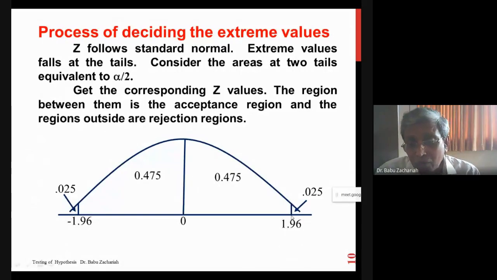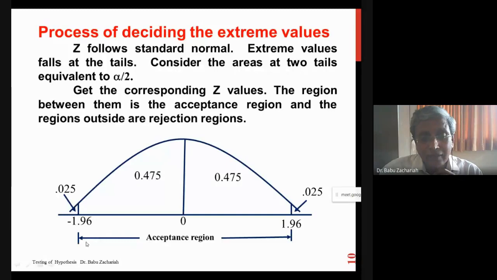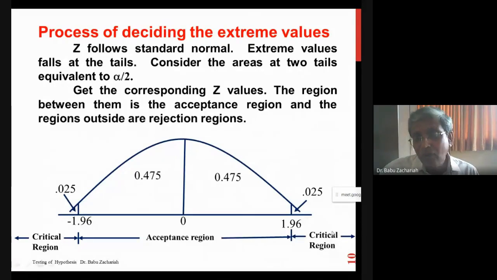Now the cutoff value we can get from the table. For this 0.475, the cutoff value from the table will be 1.96. Similarly, this will be minus 1.96. From the table you can get it. And the region across this will be acceptance region, and what lies beyond is called critical region or region of rejection. So extreme values, if it's happening, we are rejecting. This is the procedure usually taught in the classroom. Even the video which I have sent, we have used this procedure.